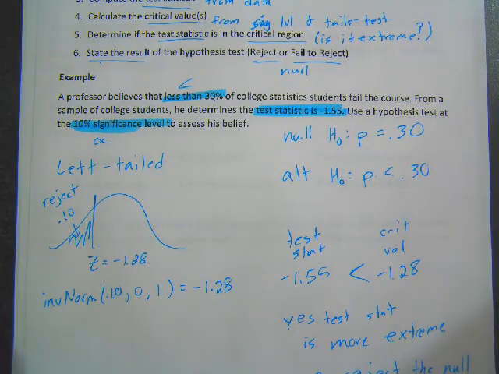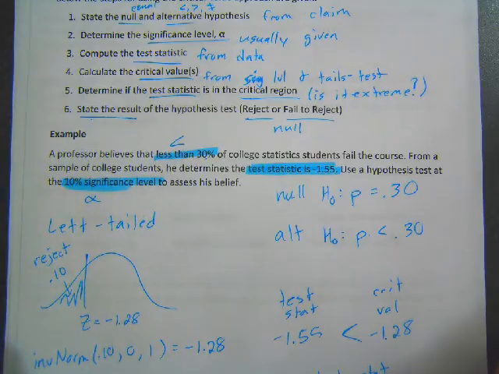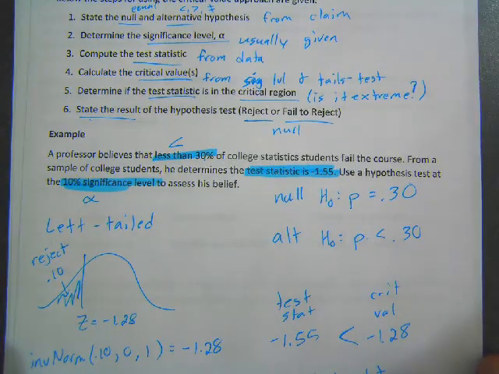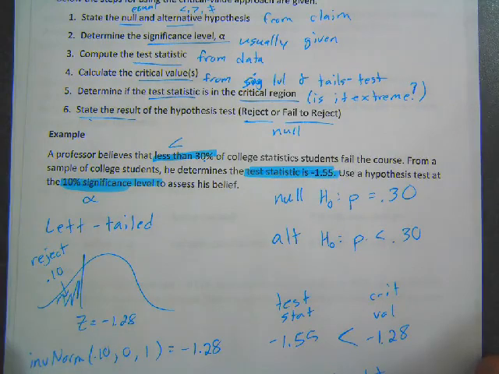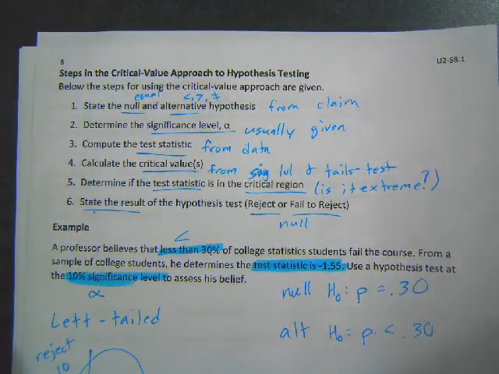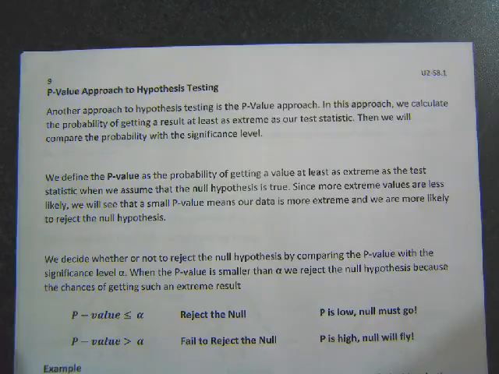So that's the idea. Now, I told you there's two different ways. Actually, I should have said three, because there's three. But there's two that we're introducing in this section. So this is the first one. The second method is called the p-value approach.